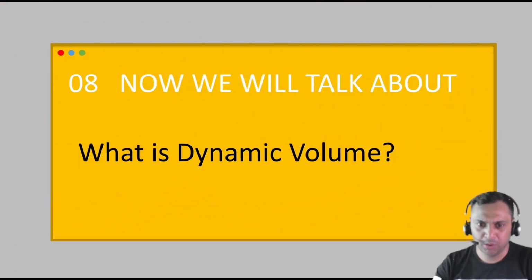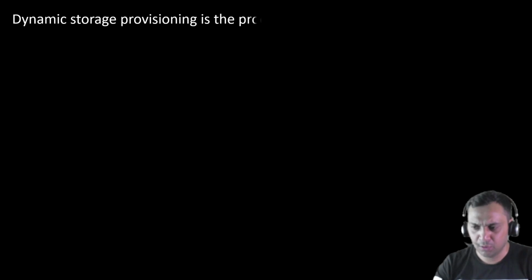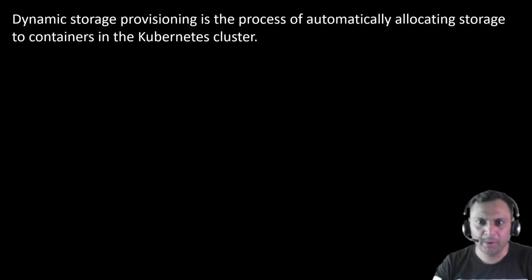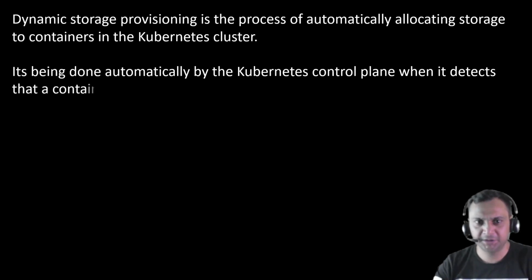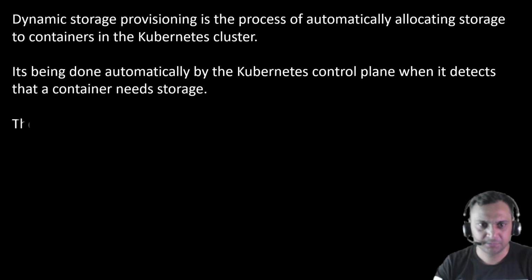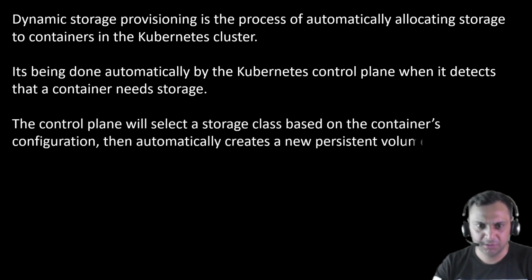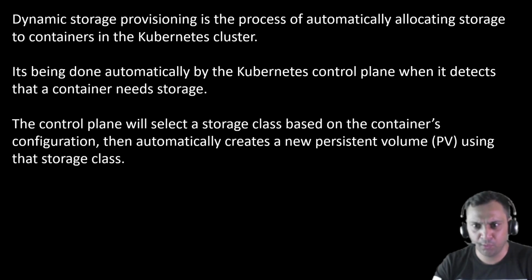Let's talk about the theory part of dynamic volume. So we understand what is dynamic volume. As per the official documentation of Kubernetes.io, dynamic storage provisioning is the process of automatically allocating storage to containers in the Kubernetes cluster. It's done automatically by the Kubernetes control plane when it detects that a container needs storage. The control plane will select a storage class based on the container's configuration, then automatically create a new persistent volume (PV) using that storage class.